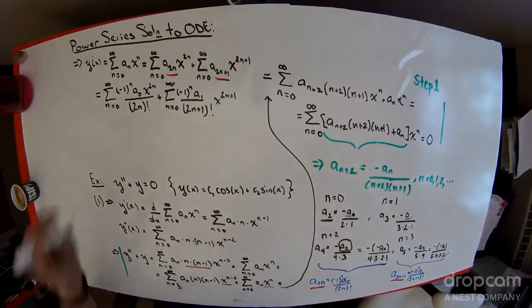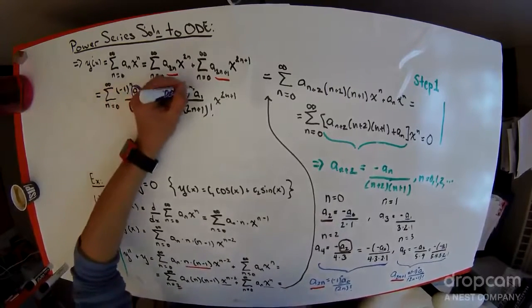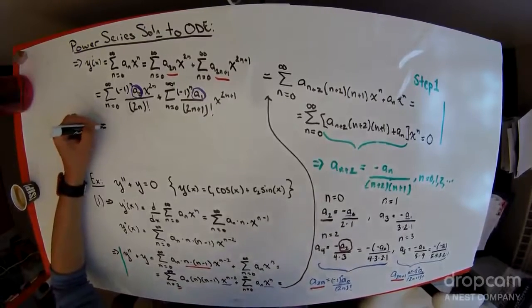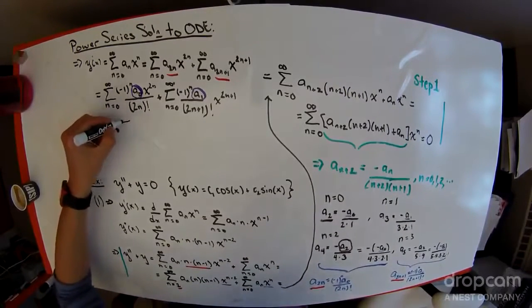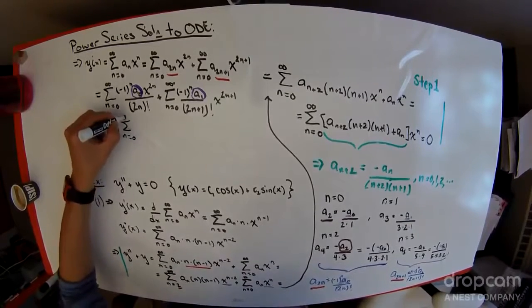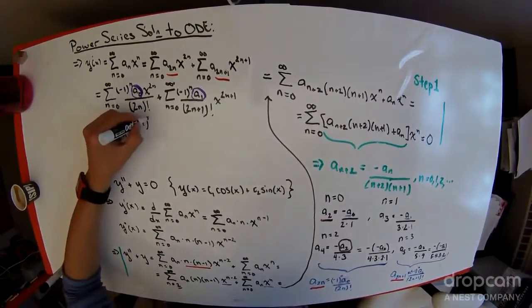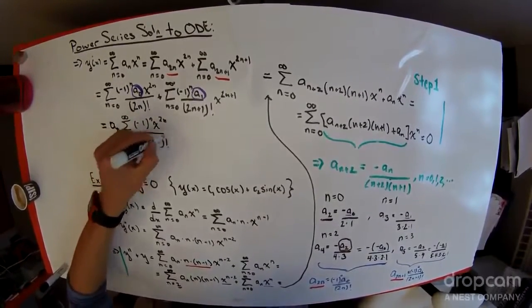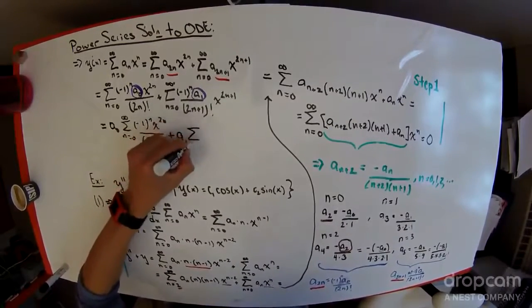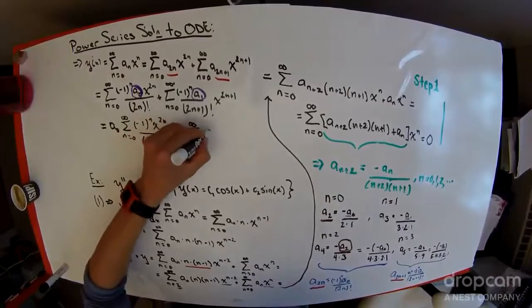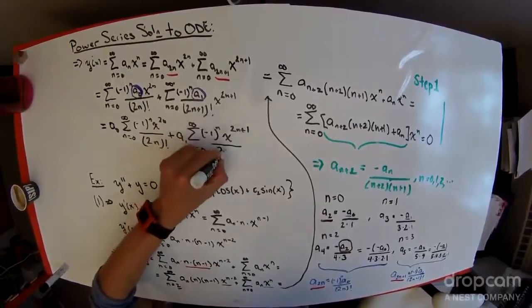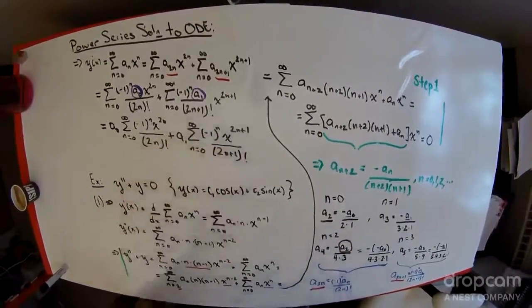What I want to notice here is that these do not depend on n, so I'll bring them out front. So we get a naught times the sum n equals 0 to infinity, negative 1 to the n, x to the 2n over 2n factorial, plus a 1 times the sum n equals 0 to infinity, negative 1 to the n, x to the 2n plus 1 over 2n plus 1 factorial.